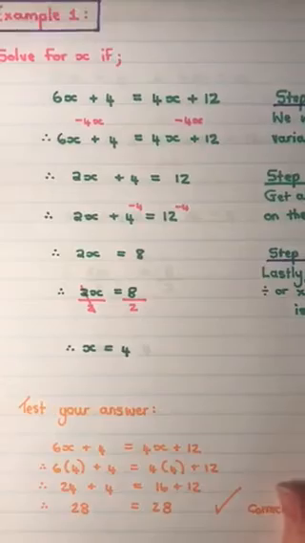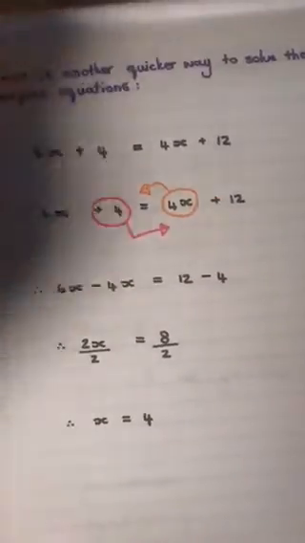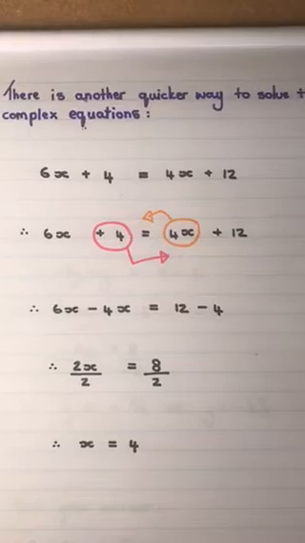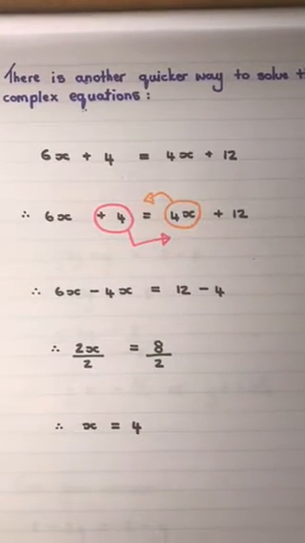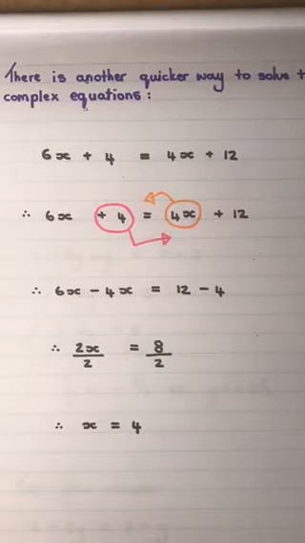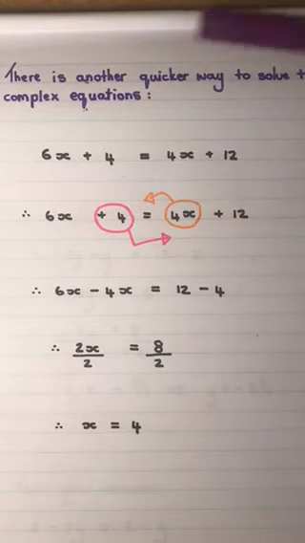Okay, I'm going to show you now a much quicker way of doing these examples. We're going to do exactly the same example as we did now, but there's another quicker way to solve these complex equations. I'm going to take exactly the same equation, and I just want to show you, without writing all the inverses on top, it's actually just easy to throw it over to the other side. I always say you throw it over to the other side.